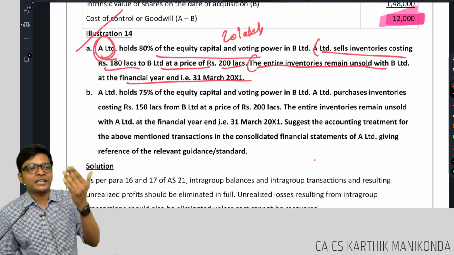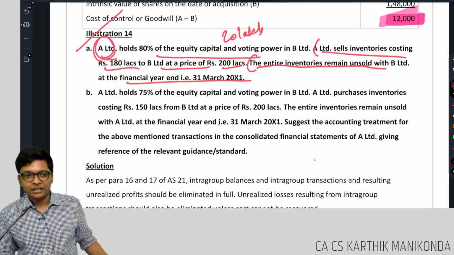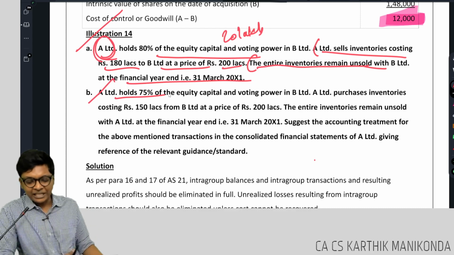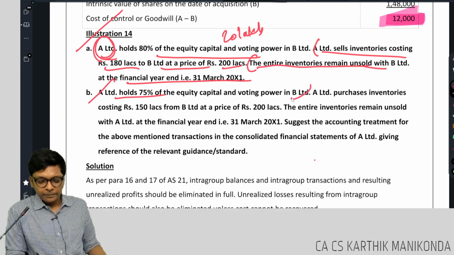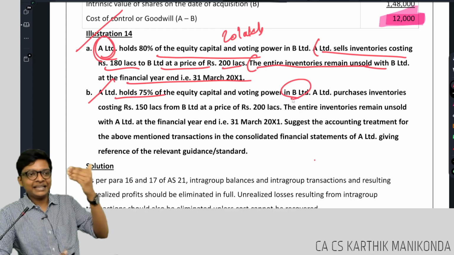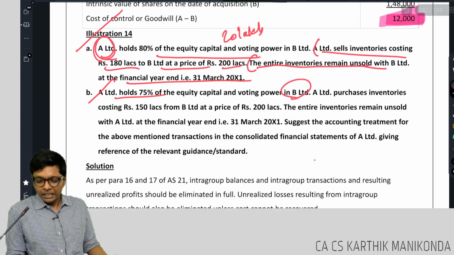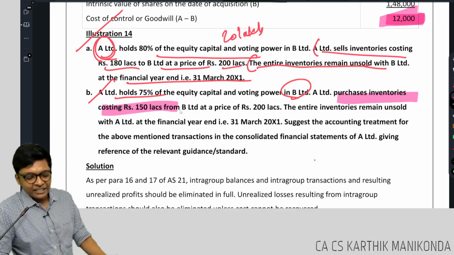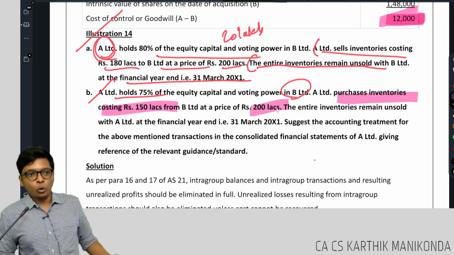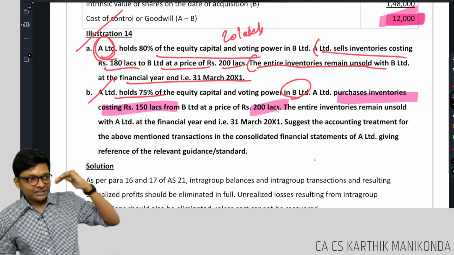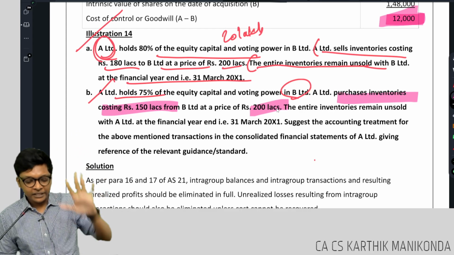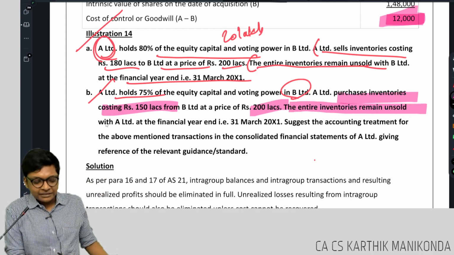This will of course be upstream. Previous is downstream. This has to be upstream. A Limited holds 75% shares in B Limited. Holding is A, subsidiary is B. A purchases inventory costing 150 lakhs from B at a price of 200. What is this, guys? Upstream. Subsidiary is selling to holding. How much? Profit 50. The entire inventory remains unsold with A Limited at the end of the year.